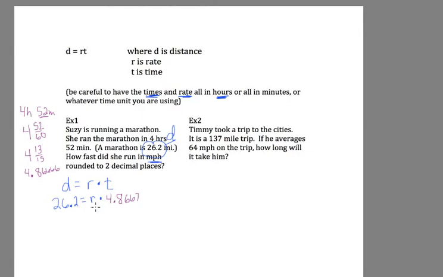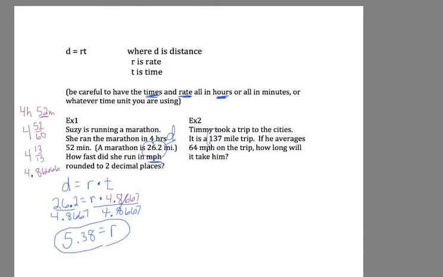So now I want to solve for r. To undo timesing by 4.8666666, I'm going to divide by 4.8666666. So r is equal to 5.38 miles per hour. That's her rate.